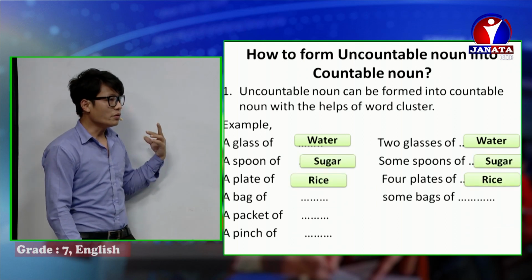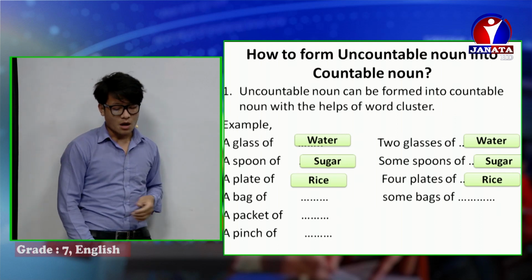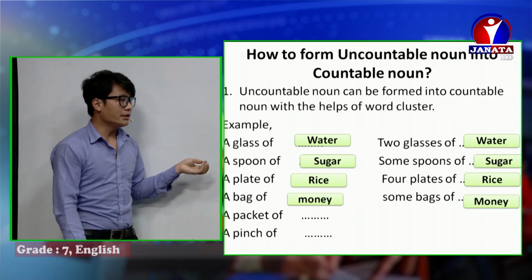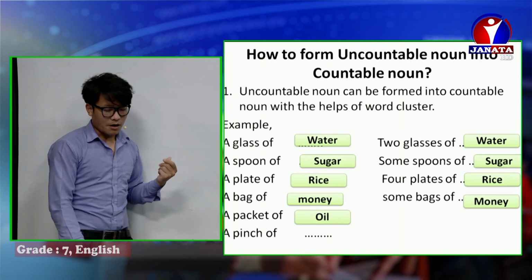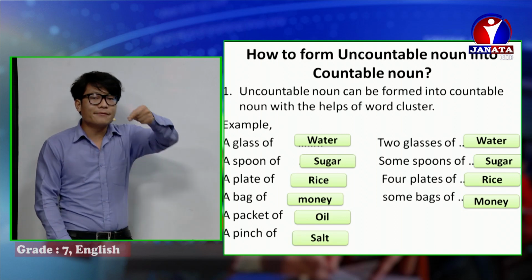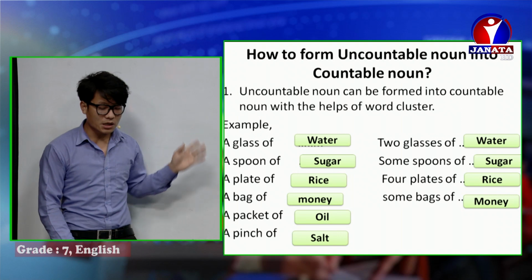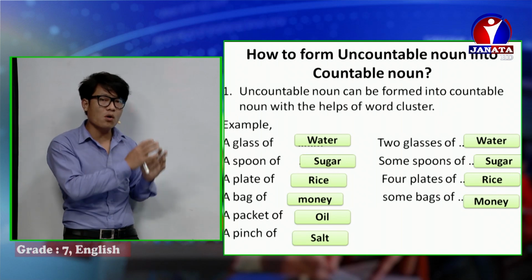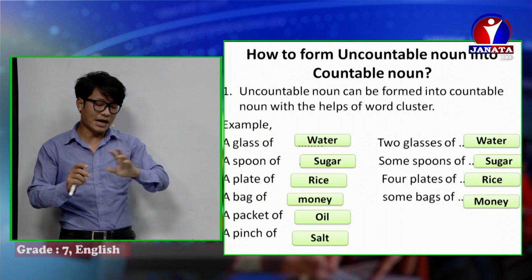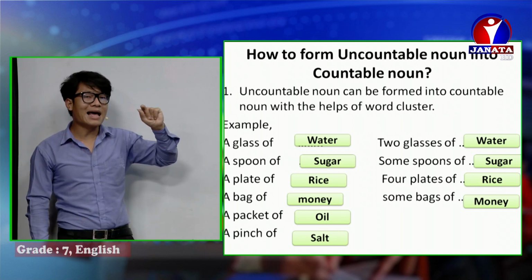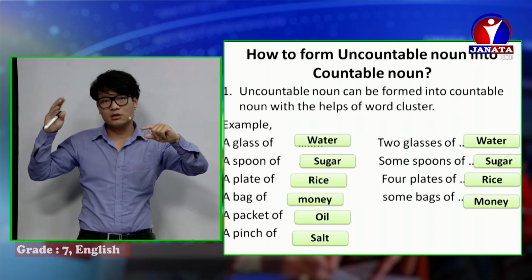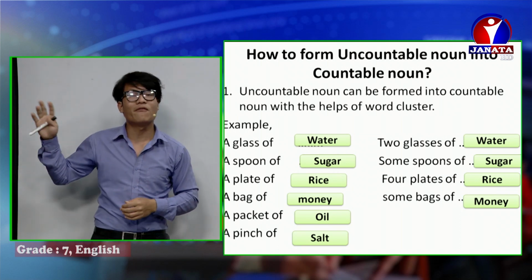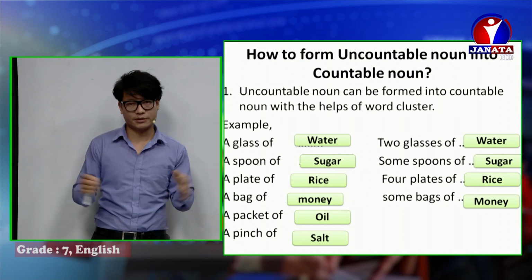A spoon of sugar, two or some spoons of sugar. A plate of rice, four plates of rice. A bag of money, some bags of money. A packet of oil, a pinch of salt. So these are the ways that we use word clusters with uncountable nouns, and with their help we can make plurals. As I showed in the slide, a glass of water can be changed into two glasses of water or some glasses of water. You can add a number like 3, 4, 5 glasses of water. This is how we use them.